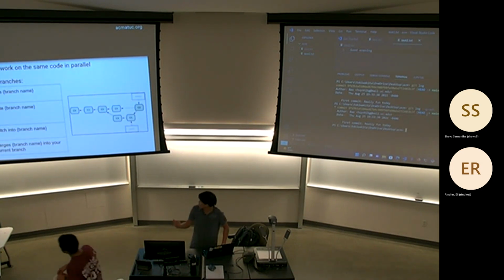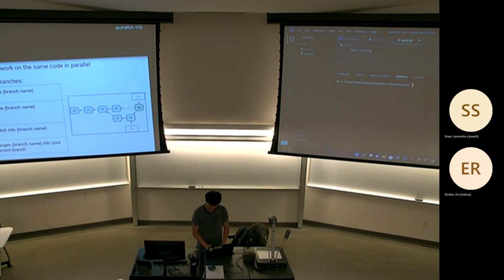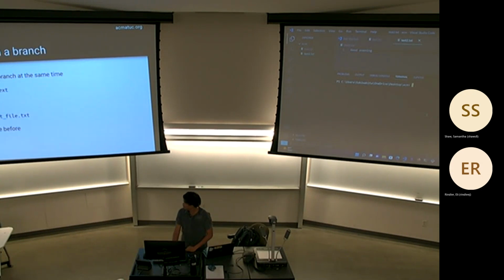Here's something about branching. I'll also do a demo on branching. git branch creates a branch or deletes a branch. You can switch to a branch with the checkout command. And then when it comes to merging back, you use the git merge command.